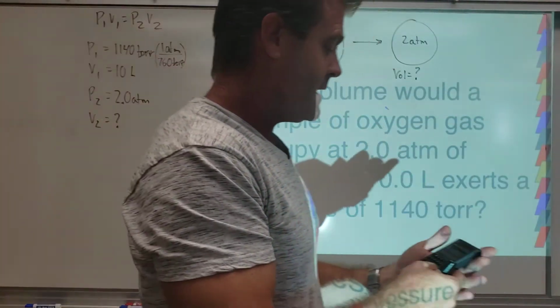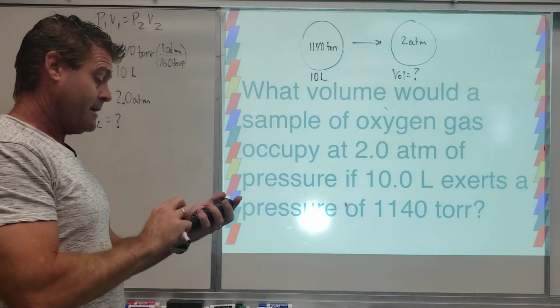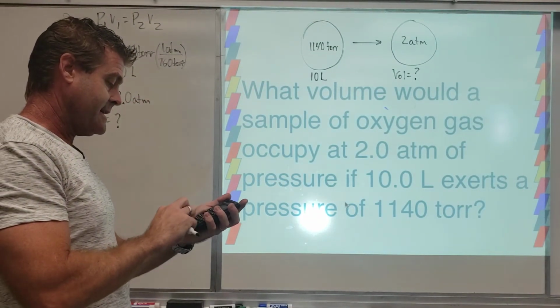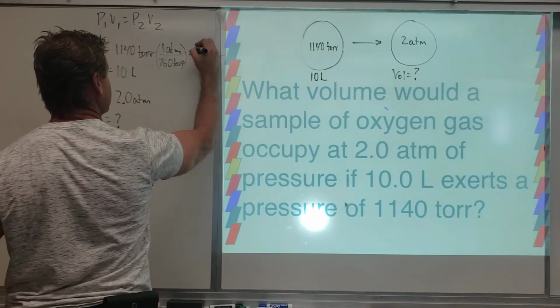Some of you guys were better at math, maybe you could do that in your head. I can't. 1,140 divided by 760, and I'm going to get 1.5. It's 1.5 ATM.